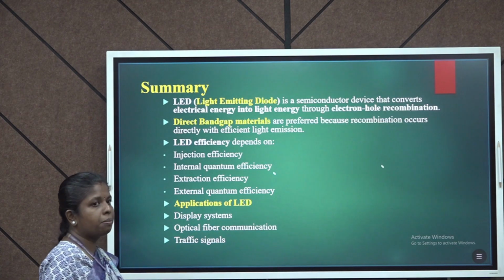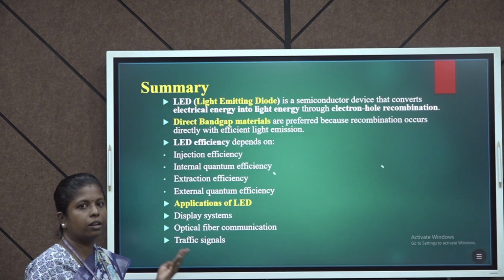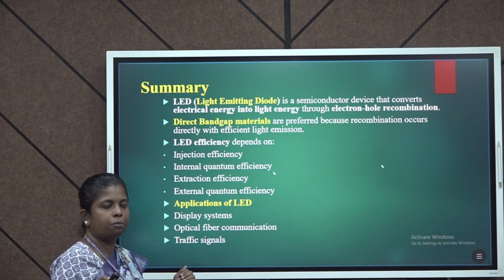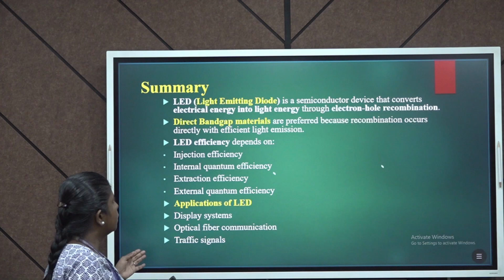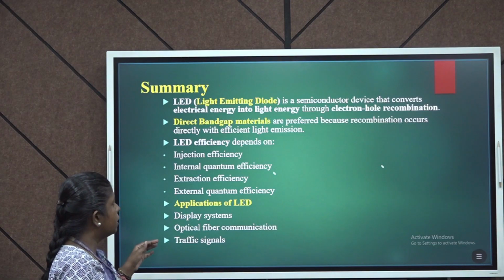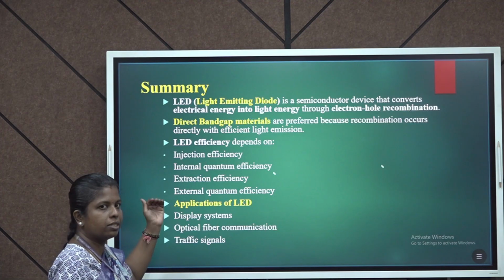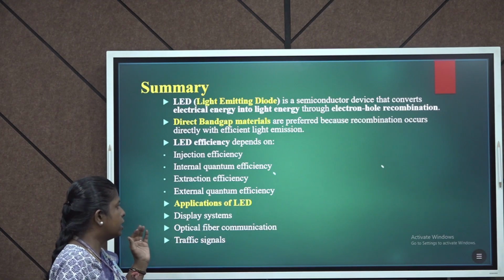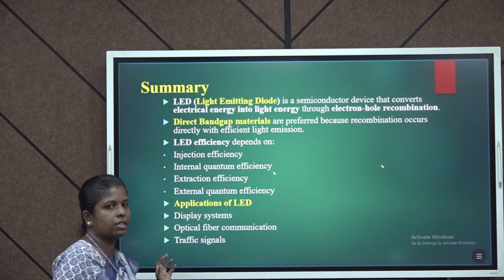And coming to the summary part, the light emitting diode is a semiconductor device that is useful in the conversion of electrical into optical signals in the entire optical communication link. Direct band gap materials are preferred over indirect band gap materials, and LED efficiency mostly depends upon injection efficiency, internal quantum efficiency, and external quantum efficiency. Some of the applications of LED are display systems, optical fiber communication blocks, and traffic signals.